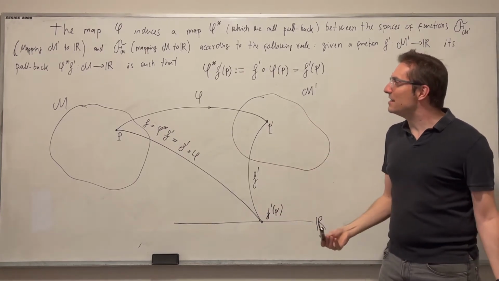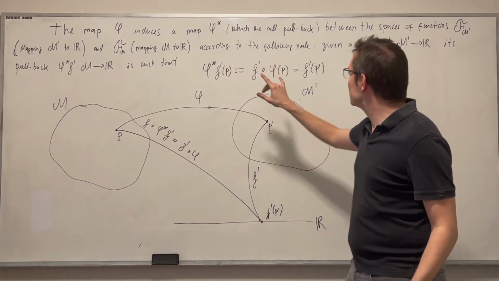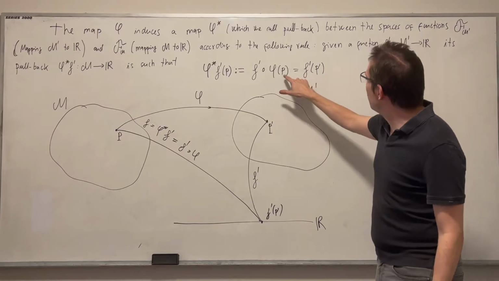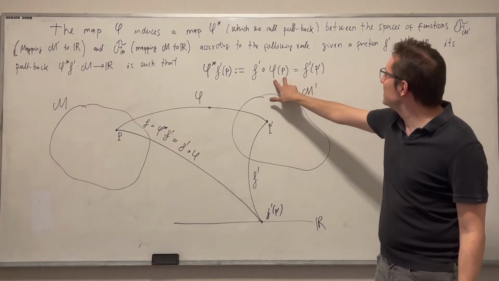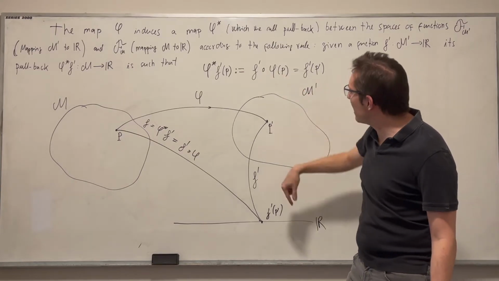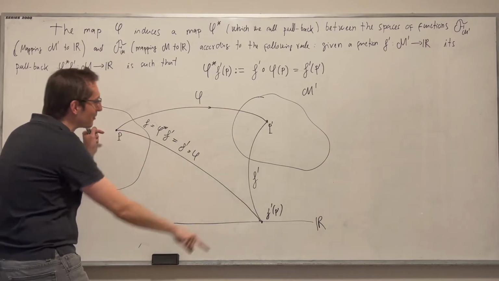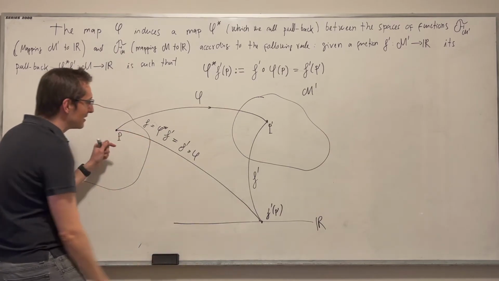So I define the pullback as a map that does the following: first, it takes the point P to M prime through the smooth map, and then I apply F prime, and that thing is a function on M going from M to the reals. This is precisely what we call the pullback, because it's pulling the function F prime back to the manifold M. All right, let's continue with the video.